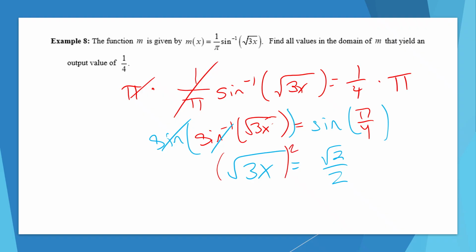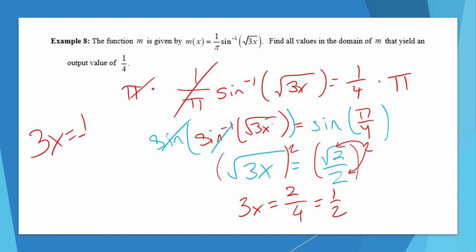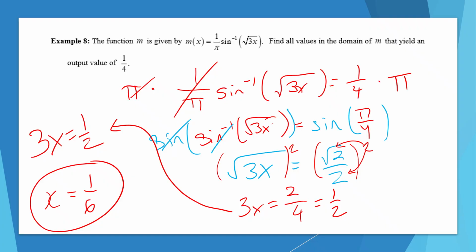I'm going to square both sides to just get 3x equals the square of root 2, which is 2, over 2 squared, which is 4, which is 1/2. Knowing now 3x equals 1/2 here, I am going to divide both sides by 3 to get x equals 1/6 as our answer for example 8.